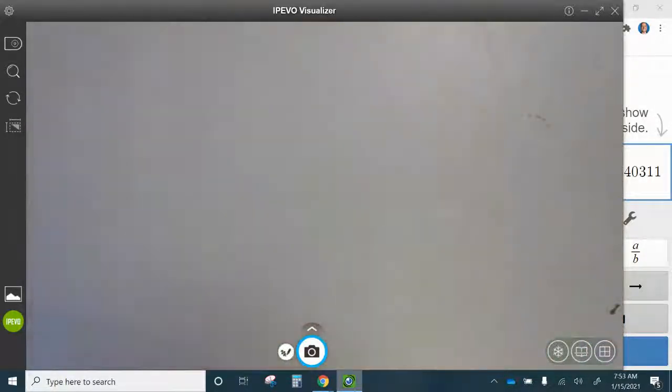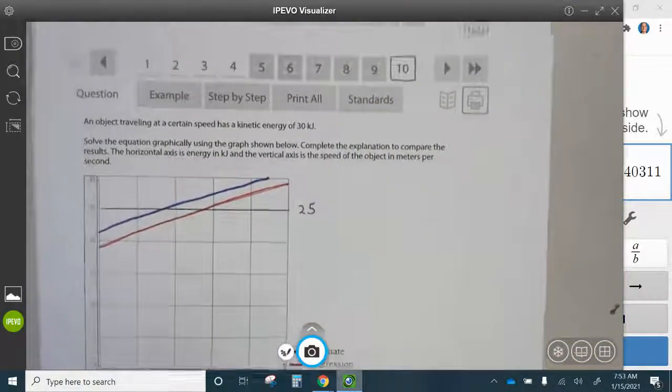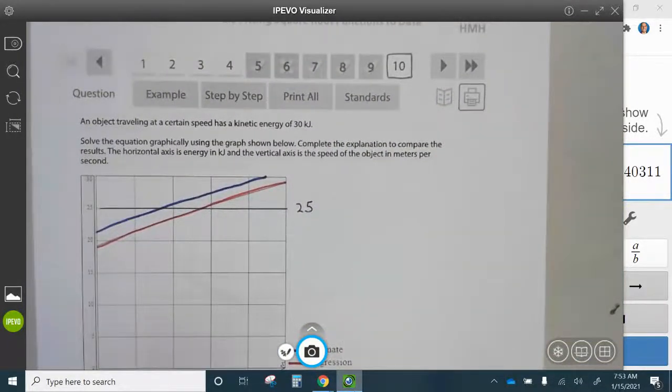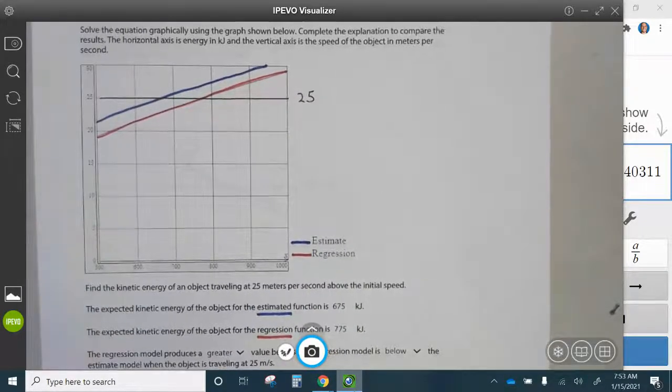All right, question 10. An object traveling at a certain speed has a kinetic energy of 30 kg. Solve the equation graphically using the graph shown below. Complete the explanation to compare the results. The horizontal axis is energy in kg, and the vertical axis is the speed of the object in meters per second.